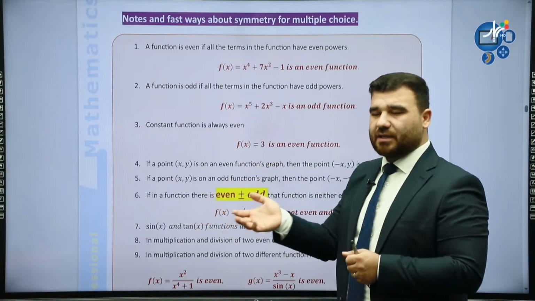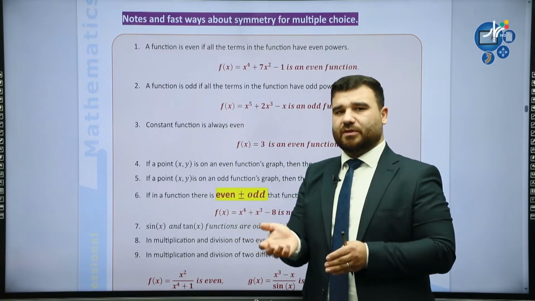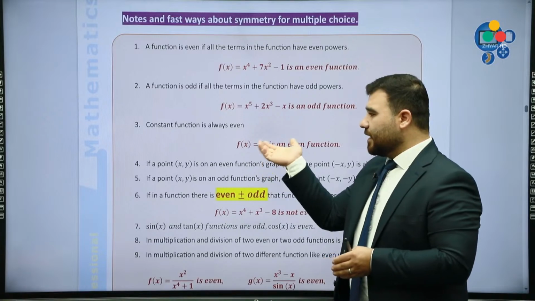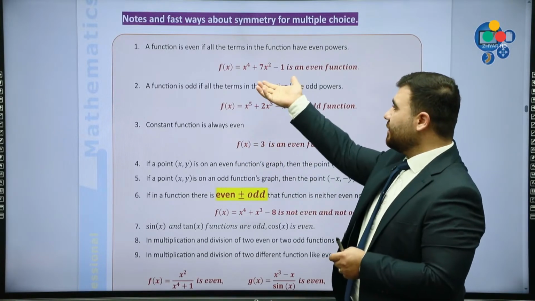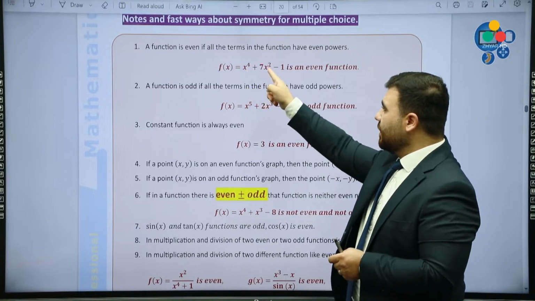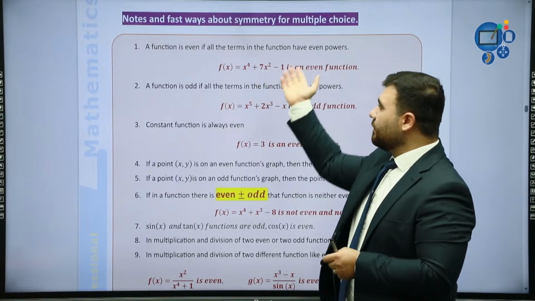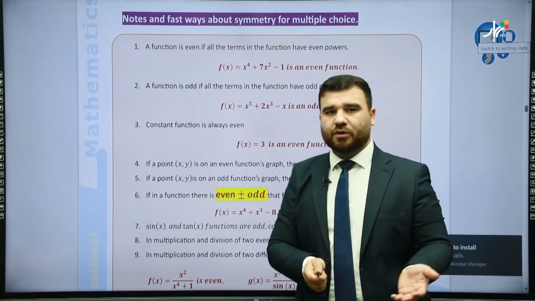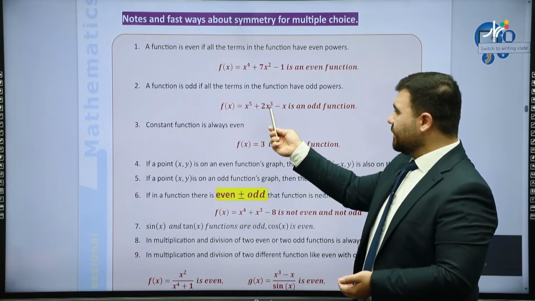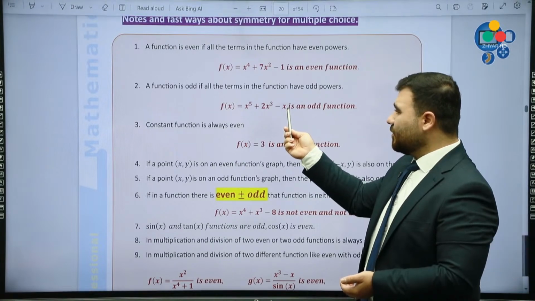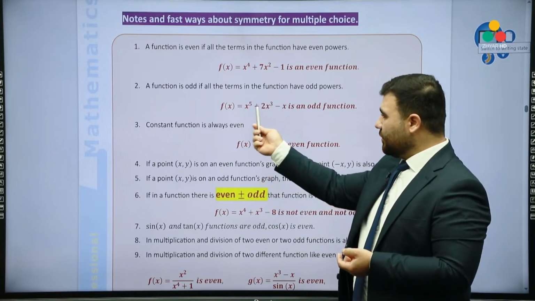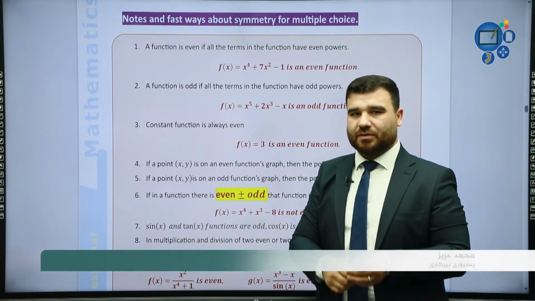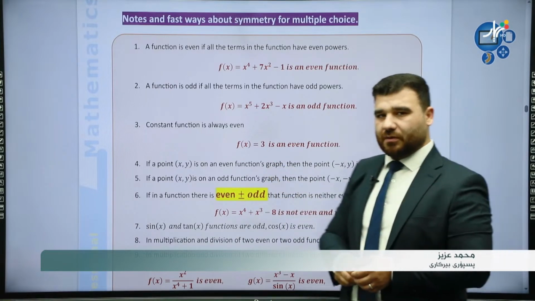f(x) equal to a number is always even. It doesn't matter if the number is even, odd, positive, negative, or 0. f(x) equal to a single number, as a function, is always even. Now I have a combination of even functions. This is even, this is even, this is even, which means all of them together as f(x) is also even. Similarly, if all the terms have odd powers, like x power 5, 2x power 3, x with no power meaning power 1, as 1 is odd, 3 is odd, 5 is odd, then f(x) as a combination of odd functions is also odd. We said constant function is always even.